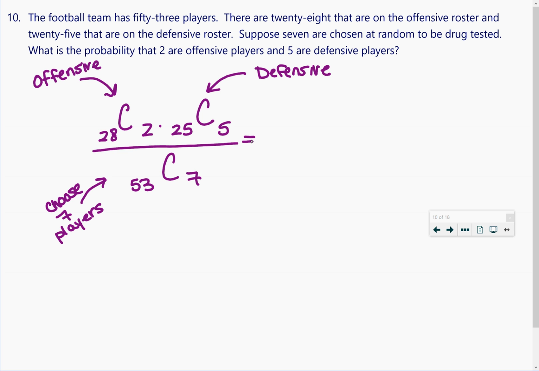So again, this will take a minute to type in. Alpha y equals, enter to start here, could help you get that fraction set up. And 53 choose 7. 0.130 is what I get when I type that in. Questions on that one?